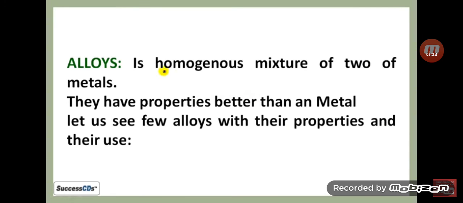Now next topic is alloys. What are alloys? An alloy is a homogeneous mixture of two or more metals. They have properties better than a metal. Now let us see a few alloys with their properties and their uses.